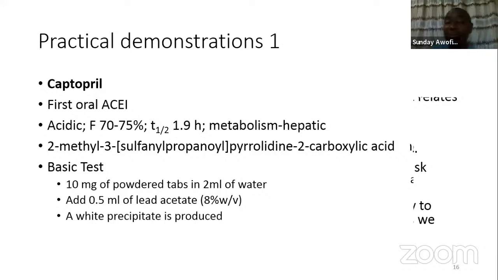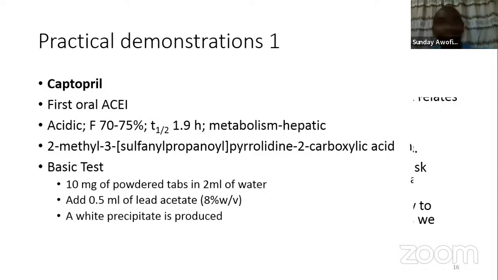For captopril, that's the first oral ACI, the basic test to know that this is captopril: just take 10 milligrams of the powdered tablet, dissolve it in 2 ml of water, add 0.5 ml of lead acetate, 8% weight in volume. A white precipitate is produced if it actually contains captopril.